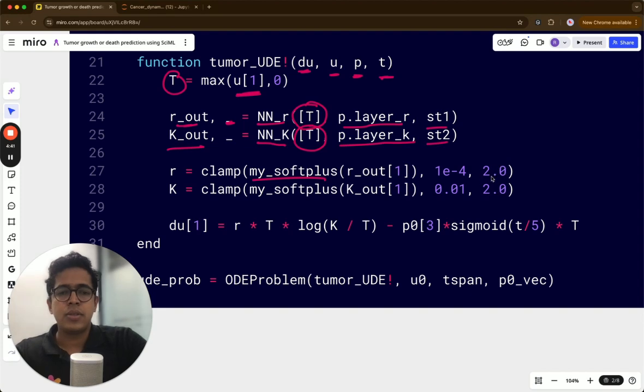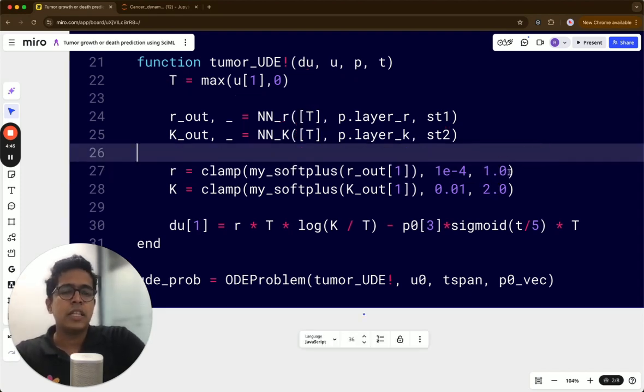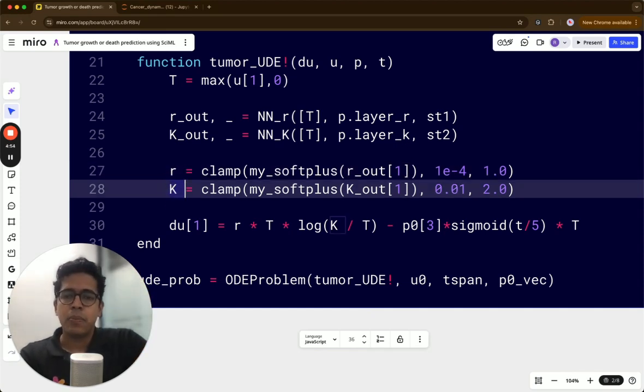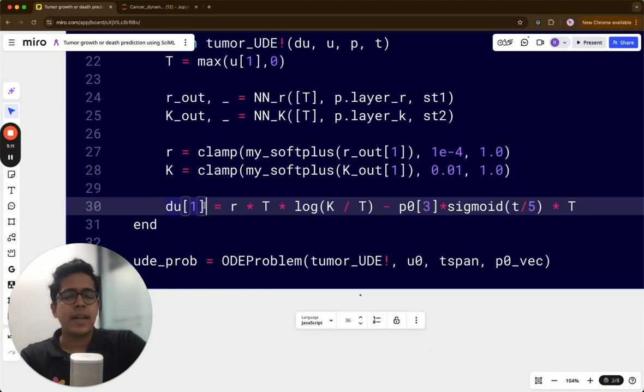Actually, you know what? Instead of 2, we should clamp this maybe between 10 to the minus 4 and 1.0, because we are saying the rate of growth of tumor is a number between 0 and 1. Similarly, K is the maximum possible size of the tumor. We can also say that this is a number between 0.01 and 1.0. This number can actually be small, but let's keep it below 1, because we are normalizing the size of the tumor. Then here we have the equation that calculates the rate of change of tumor size.